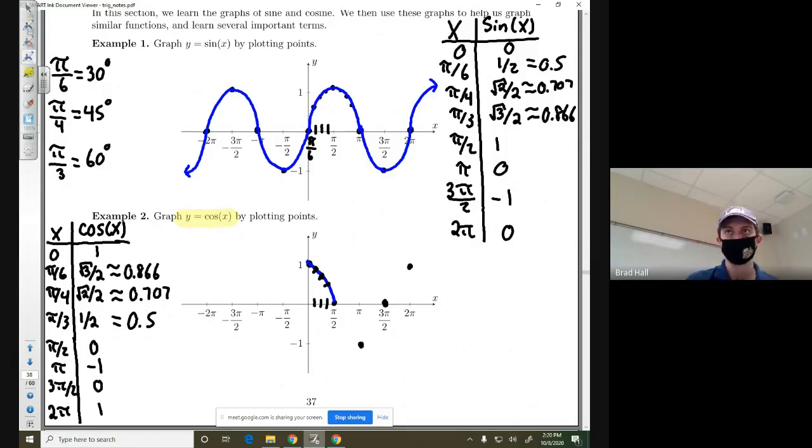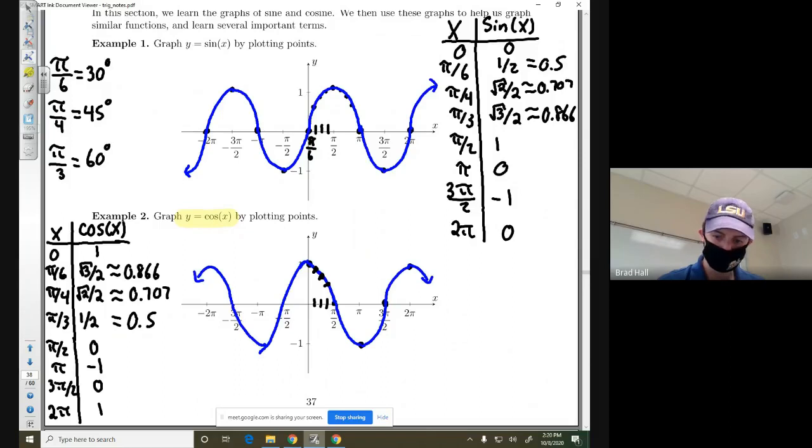So we can go ahead and also connect these dots using similar logic as before. So not very good on the left-hand side, but that's fine. So notice it's very, very close to sine.